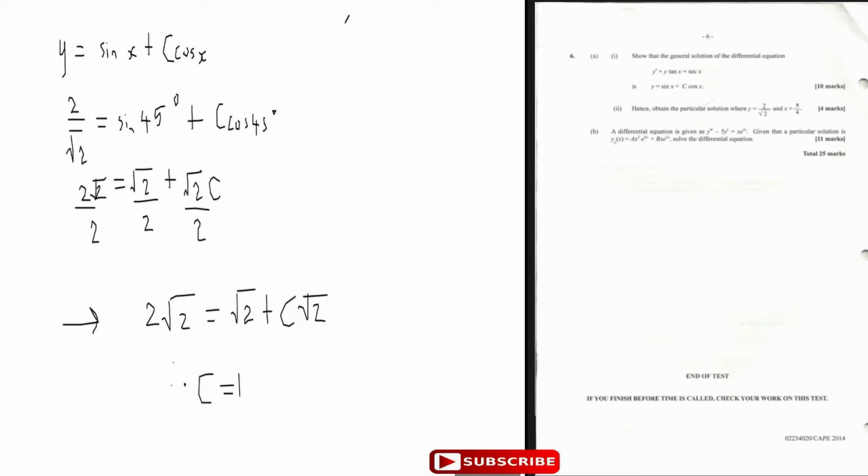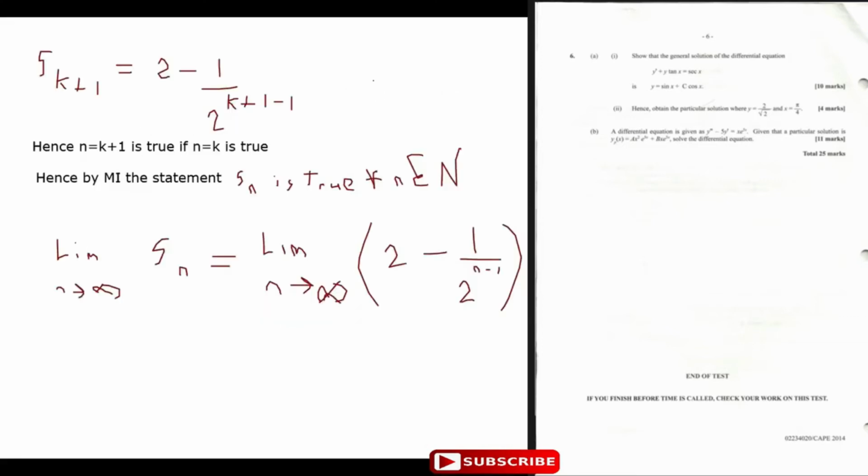If c is equal to 1, then the specific solution is y is equal to sine x plus c cos x, where c is 1. Nice. Let's look at part B now.